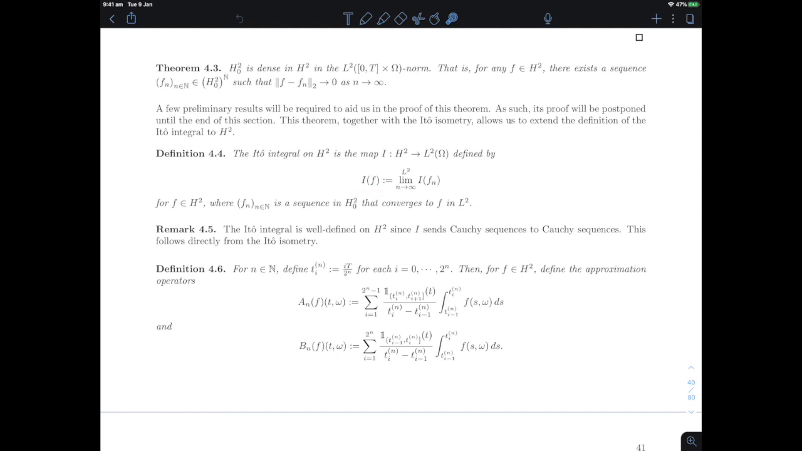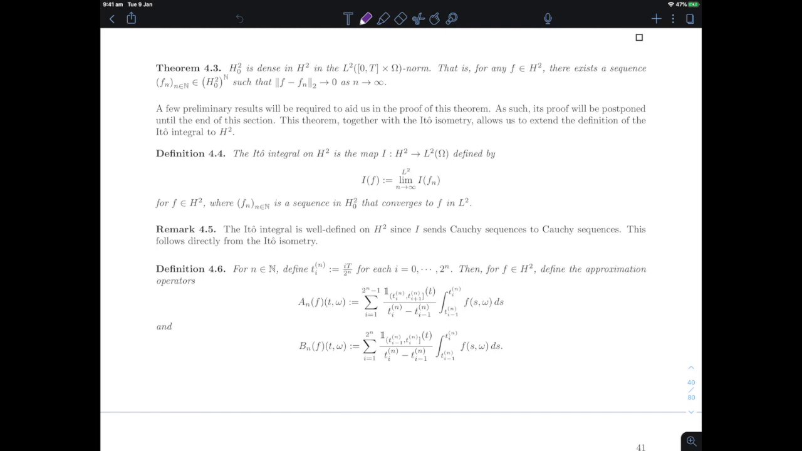Right, so really the hard part of the construction of the Ito integral, once we've defined it on simple adapted processes, is to show that the set of simple adapted processes is dense in the set H2, and then Ito isometry finishes the job. Now, this is going to be done using two different approximations, An and Bn in definition 4.6. Let me unpack these definitions for you in a minute, but let me start with the naive idea, right?